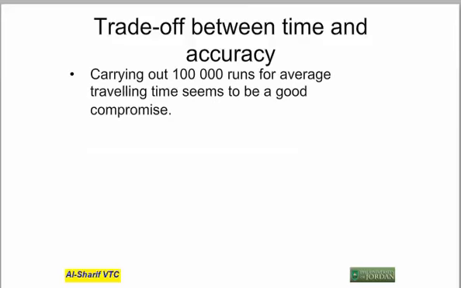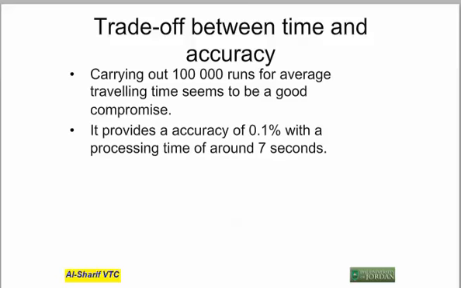So as I said in the previous slide, it's really a compromise between spending too much time doing these trials and getting a reasonably good value. And it seems that around 100,000 runs seems to be a good number to aim for in terms of trials. For example, this will take around 7 seconds on an average laptop, and it provides an accuracy of around 0.1%.